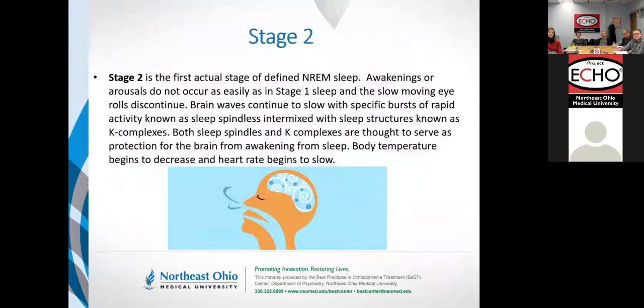So stage 2 is the first actual stage of defined non-REM sleep. Awakenings or arousals do not occur as easily as in stage 1 sleep, and the slow-moving eye rolls discontinue. Brain waves continue to slow with specific bursts of rapid activity, known as sleep spindles, intermixed with sleep structures known as K-complexes. Both the sleep spindles and the K-complexes are thought to serve as protection for the brain from awakening from sleep.